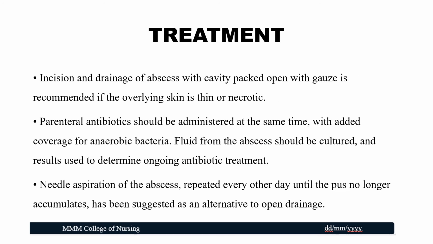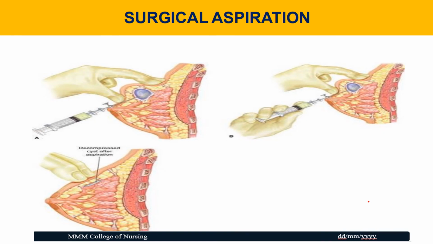For the treatment of abscess, incision and drainage of the abscess with the cavity packed open with gauze is recommended. If the overlying skin is thin or necrotic, then parenteral antibiotics should be administered at the same time with added coverage for anaerobic bacteria. Fluid from the abscess should be cultured and the result used to determine ongoing antibiotic therapy. Needle aspiration of the abscess, repeated every other day until the pus no longer accumulates, has been suggested as an alternative to open drainage. In this picture, you can see how they are doing the surgical aspiration for the breast abscess.